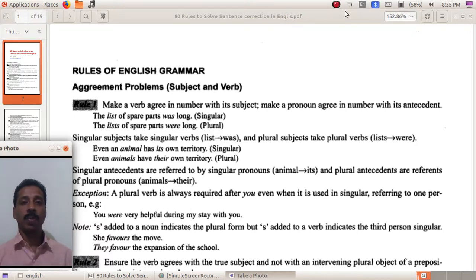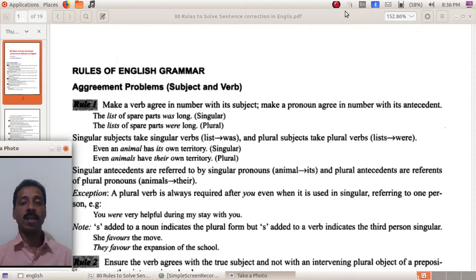So today we will come to the topic subject-verb agreement. Grammatically that is called the subject-verb concord, C-O-N-C-O-R-D. That's a grammatical term used for subject-verb agreement.